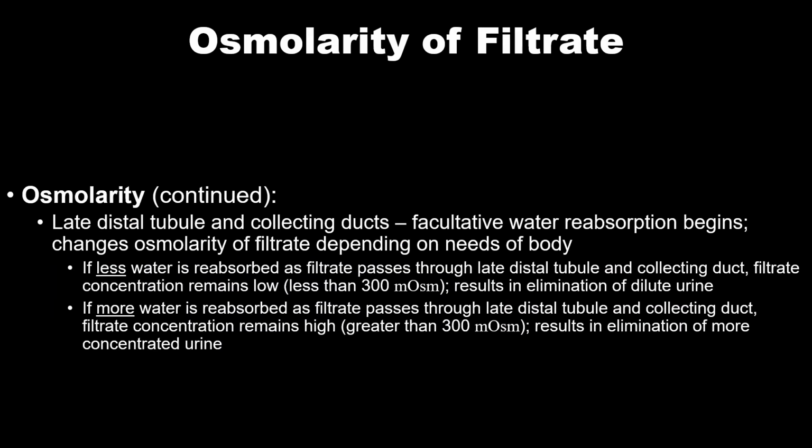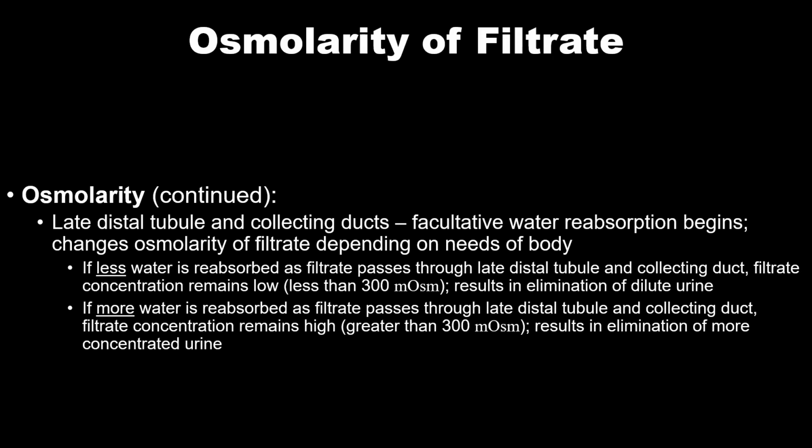Once the filtrate enters that late distal tubule and the collection system, the principal cells are going to begin this facultative water reabsorption, that last 15%. And so this concentration is going to vary by the amount of water reabsorbed. If less water is absorbed, concentration of the filtrate stays low. The end result is the production of dilute urine, or urine with a concentration of less than 300 milliosmoles.